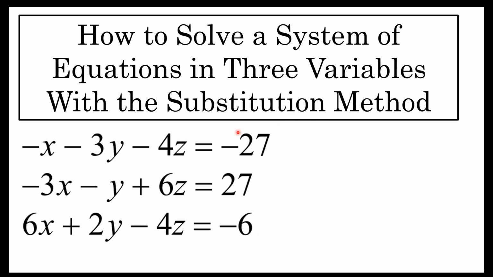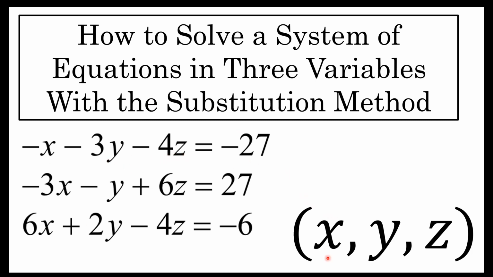This is a system of three equations with three variables, and the solution is a value for x, y, and z that makes all three equations true statements. There are actually an infinite number of values for x, y, and z that would make the top equation equal to negative 27, but there is only one x, y, and z that will make all three of these equations true. And we will find those three values using the substitution method in 4 steps starting now.